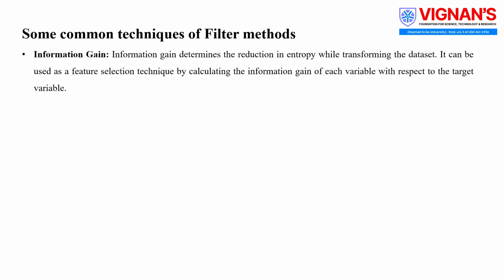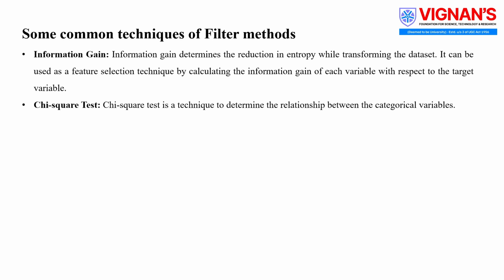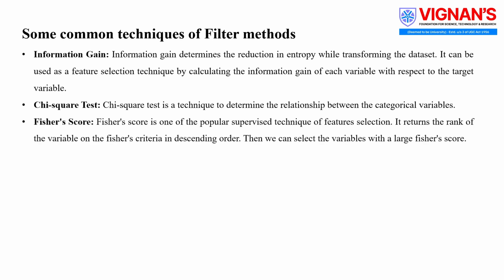Second, the chi-square test. This technique checks whether there is a meaningful relationship between 2 categorical variables. Features that show a strong association with the target are considered more useful. Third, Fisher's score. Fisher's score is a well-known supervised feature selection method. It ranks each feature based on how well it separates different classes. Features with higher Fisher scores are chosen for the model.